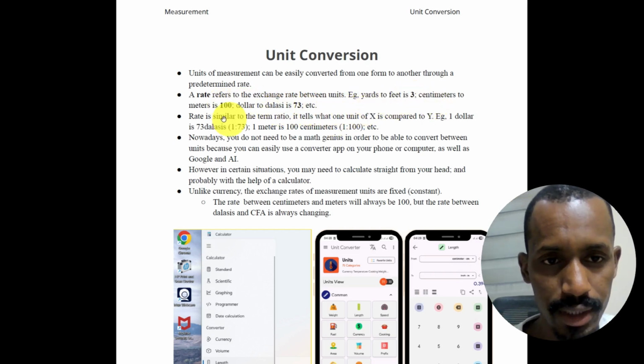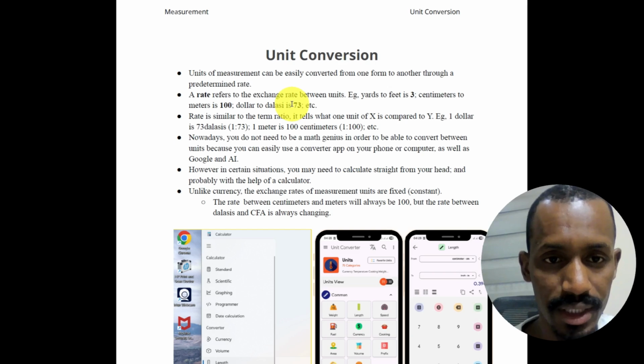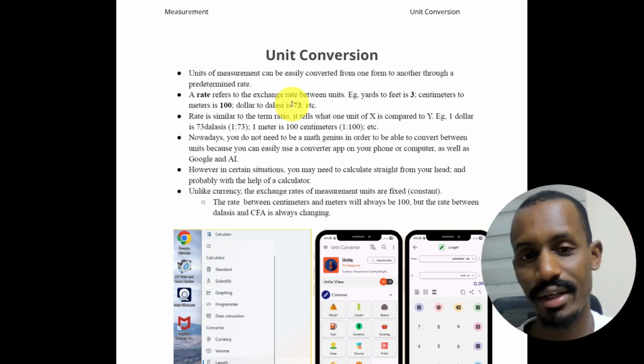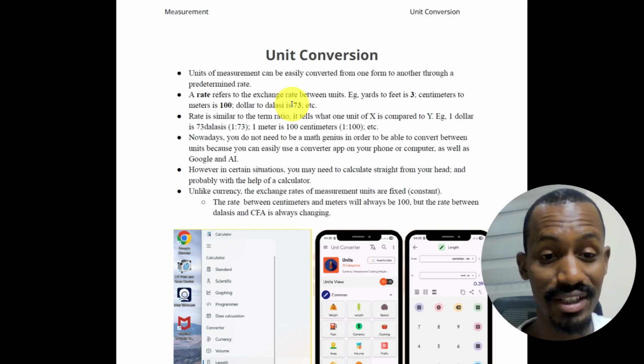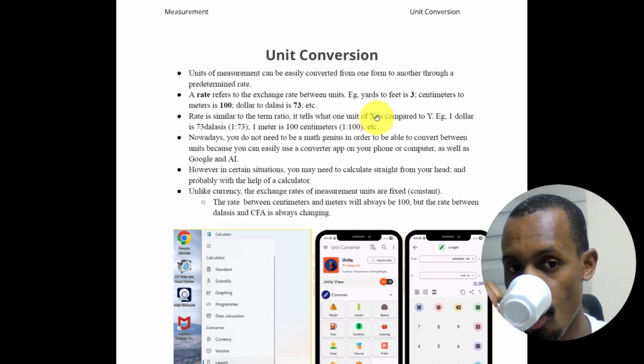As I mentioned here, the rate refers to the exchange rate between units. Yards to feet is 3, centimeters to meters is 100, dollar to dollars is, by the time I was writing it was 73. Now it's 74. Maybe after this video it will be 75. This shows you how much the dollars is falling.